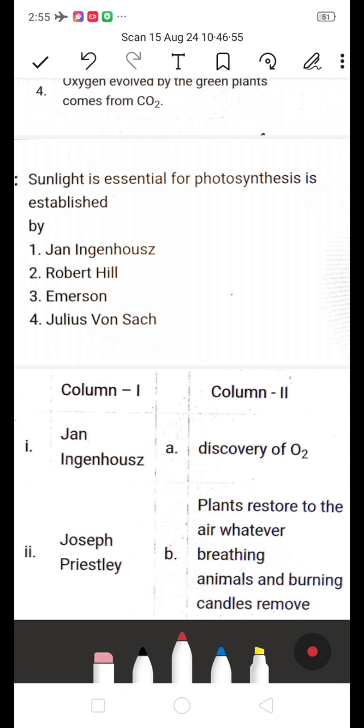Next one, sunlight is essential for photosynthesis, established by whom? Jan Ingenhousz, Robert Hill, Emerson, or Julius von Sachs. Which is the right answer? Sunlight is essential for photosynthesis, established by the scientist Jan Ingenhousz. This is the right answer. He did an experiment in the year 1771 and discovered that sunlight is needed for the process. He observed that gas is created only when the plant is exposed to light. So 1 is the right answer.